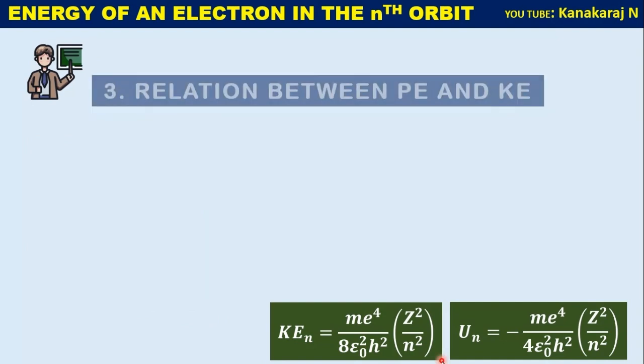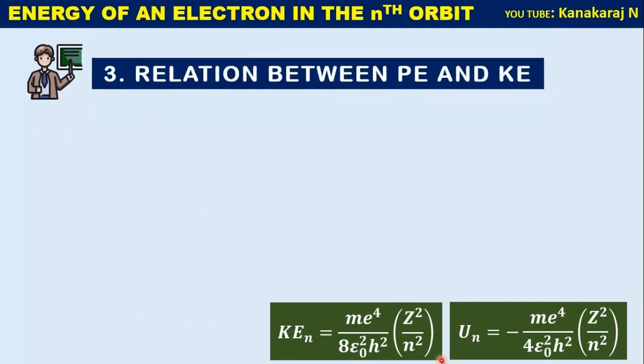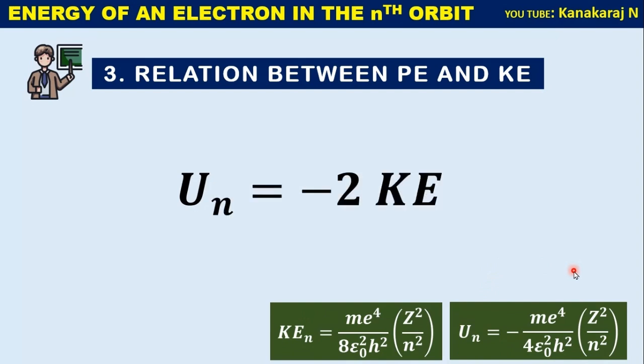Relation between the potential energy and kinetic energy. Look at this kinetic energy. When we multiply -2 with the kinetic energy, we get the potential energy. So the simple relation is epsilon n equals -2 times the kinetic energy.